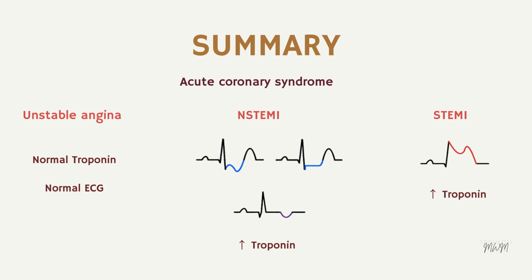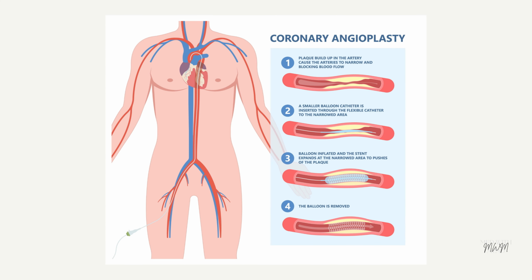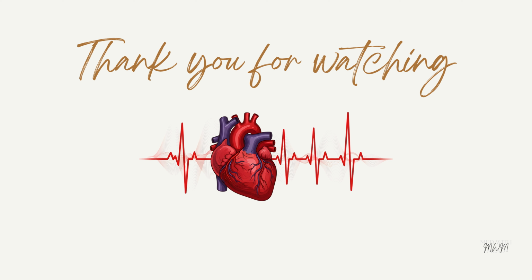Diagnosis is based on ECG findings and cardiac biomarkers. If both point toward infarction, the next step is coronary angiography to locate the blockage. And if needed, we can use a PCI, a procedure where a balloon or stent is used to reopen the artery. In the next video, we will go through coronary angiography, PCI, and the overall management of myocardial infarction.